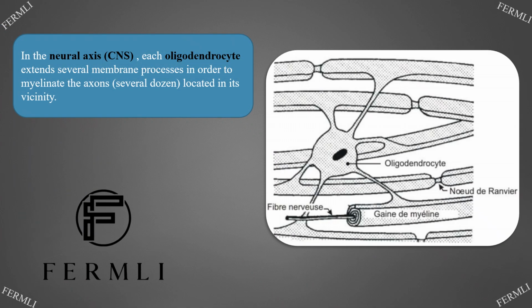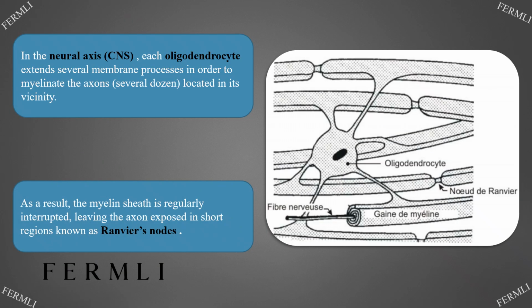In the neural axis, CNS, each oligodendrocyte extends several membrane processes in order to myelinate the axons, several dozen, located in its vicinity. As a result, the myelin sheath is regularly interrupted, leaving the axon exposed in short regions known as Ranvier's nodes.